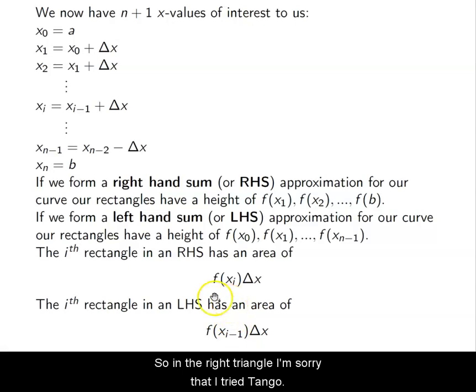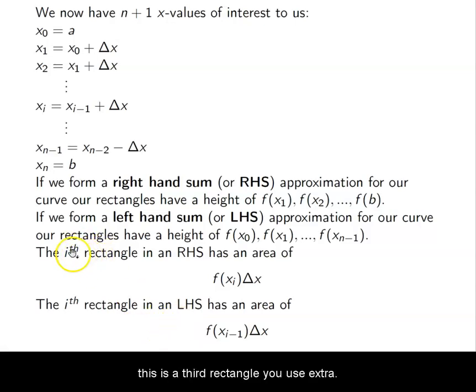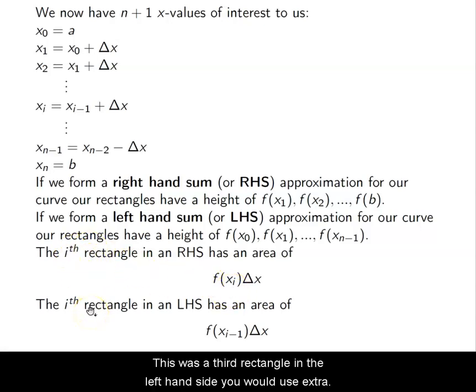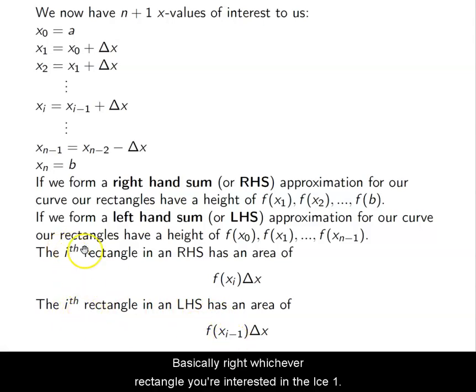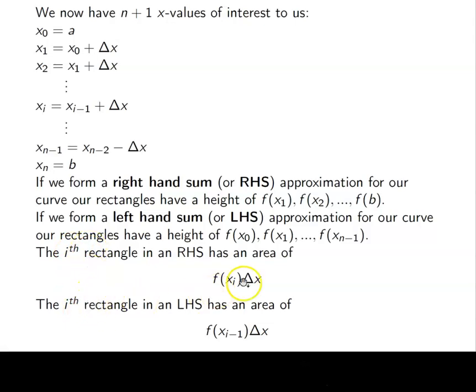So in the ith rectangle, xi gives the right-hand side and xi minus 1 is the left-hand side. So in the ith rectangle, this could be the third, right? If this was the third rectangle, you would use x3. If this was the third rectangle in the left-hand sum, you would use x2. That's basically it, right? Whichever rectangle you're interested in, the ith one, for a right-hand sum, you use the ith value of x. For a left-hand sum, you use one less than the rectangle you're interested in. That's all that this means, okay?